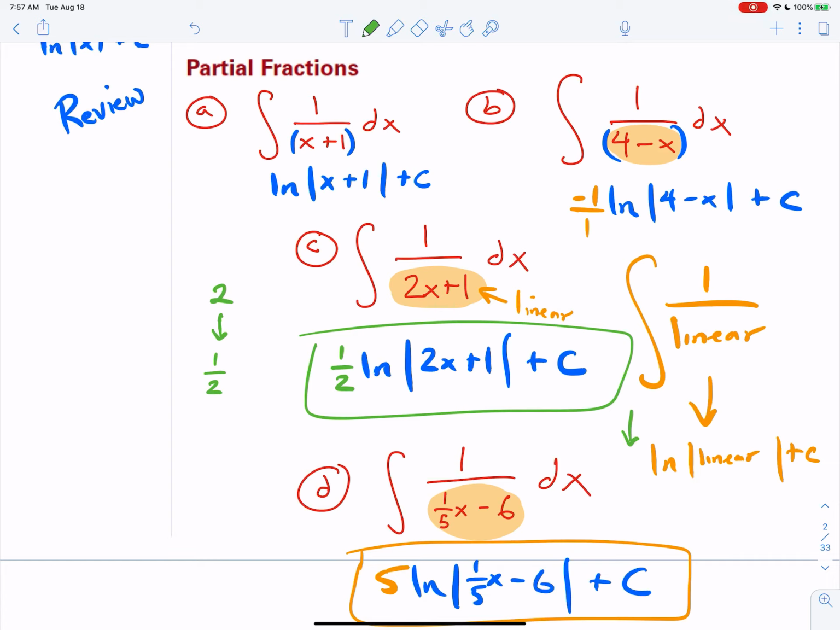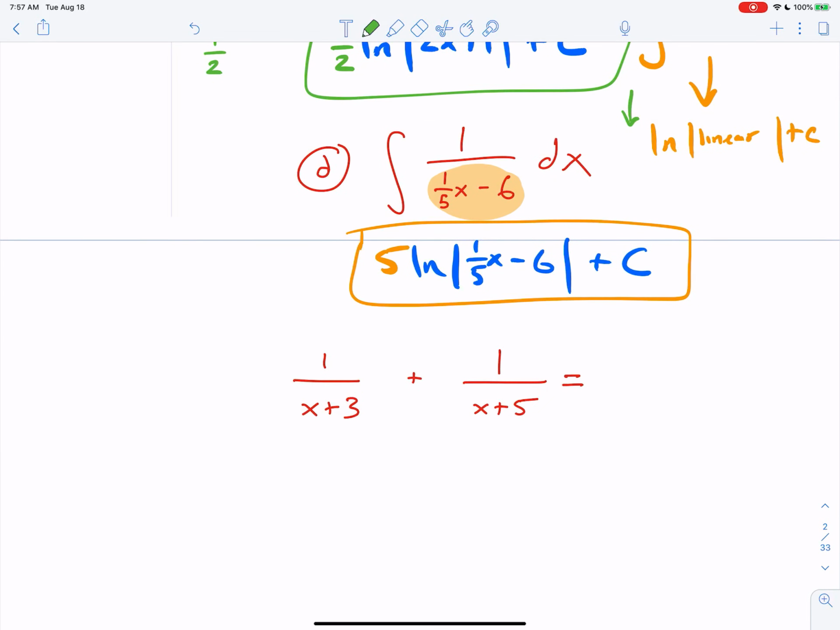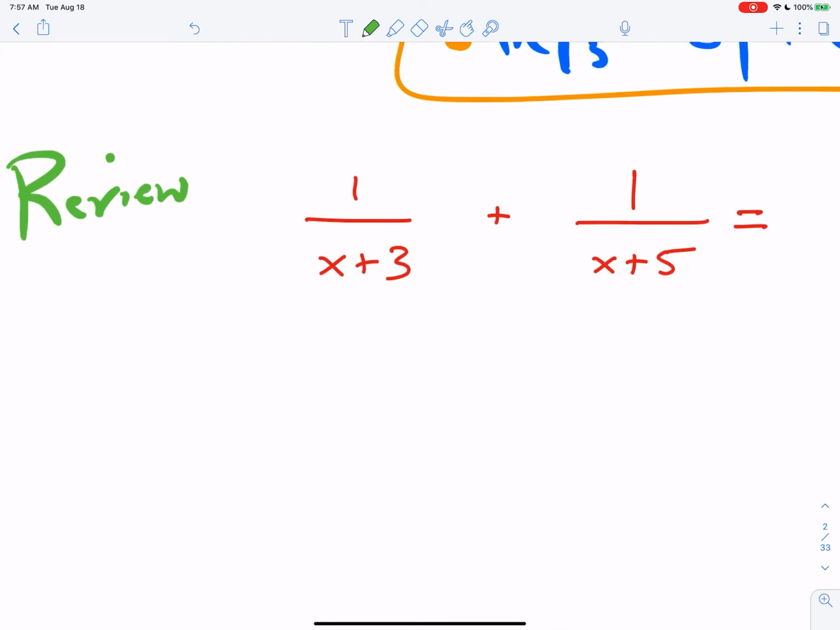We know that if we can make it look like 1 over something linear, we know how to integrate it. So we use that technique. And that technique is called partial fractions. So another review here for you guys. Go ahead and write this down.